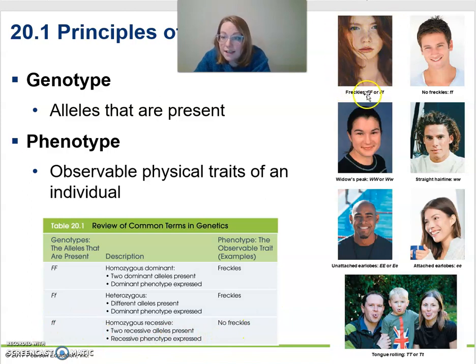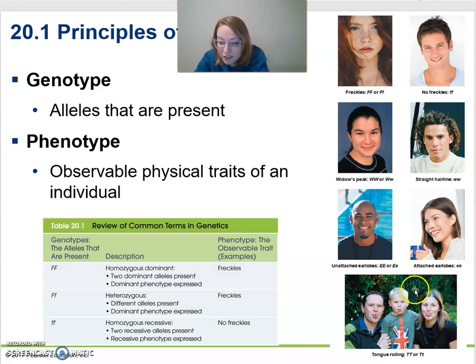So this woman either has big F or big F little f. We can't tell by looking at her what her genotype is. Whereas this guy with no freckles, we know has to be homozygous recessive. He does not have a gene for freckles, otherwise we would see it, right? Same idea with widow's peak. That's dominant to no widow's peak. Unattached earlobes are dominant to attached. So I've got attached earlobes. I know I'm little e. And tongue rolling, dominant to not being able to tongue roll.